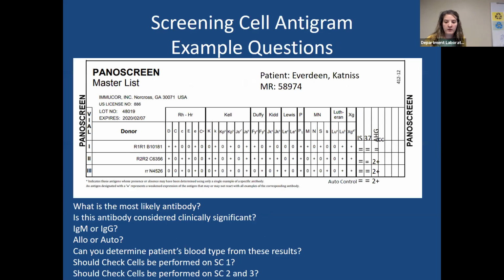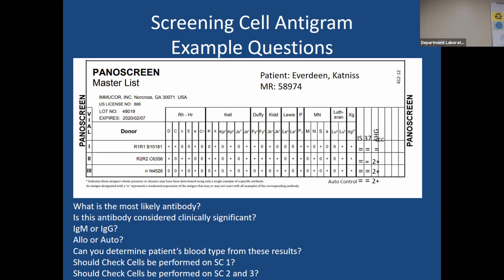All right, here's another one. Notice that this one's actually a 3-cell screen, right? So it has screening cell 1, 2, and 3. And notice, here's your antigenic expression on each cell. Notice that screening cell 1 is negative. Screening cell 2 has a 2+ reaction at AHG, and then screening cell 3 has a 2+ at AHG. And also, what do you guys think about your auto control?